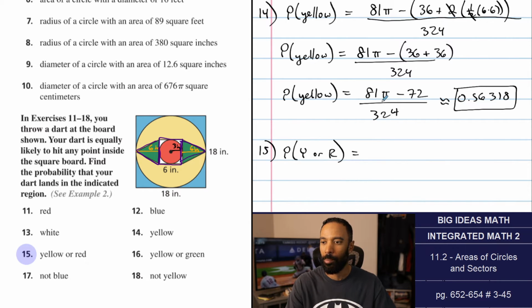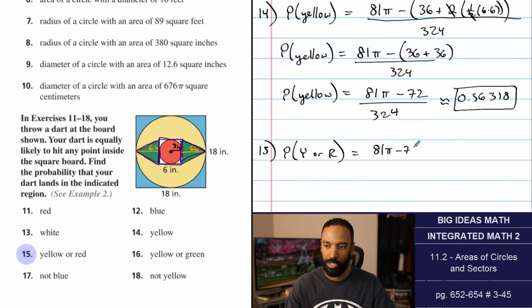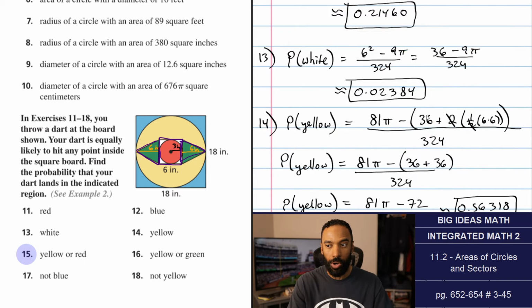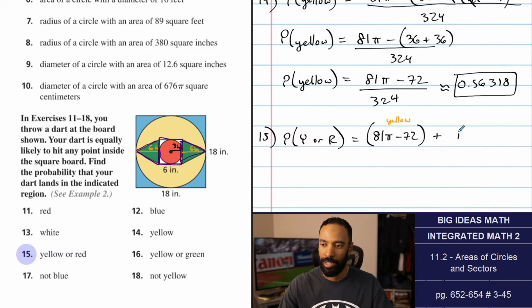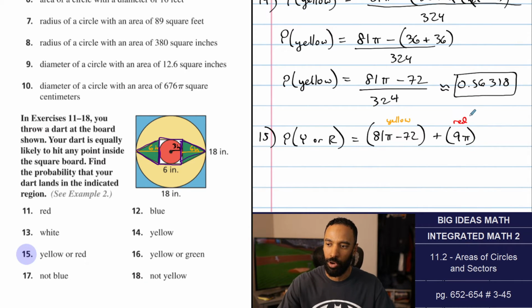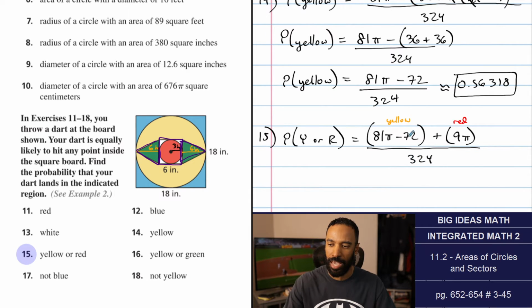So my yellow one is the 81 pi minus 72. 81 pi minus 72 is the yellow portion. The red will add with this. There's zero overlap with these, and the red that I have is 9 pi. So we'll add 9 pi to that. That's the red. And then we divide it by the whole. One or the other may be hit. No overlap, because remember, the yellow took out the region that contained red.